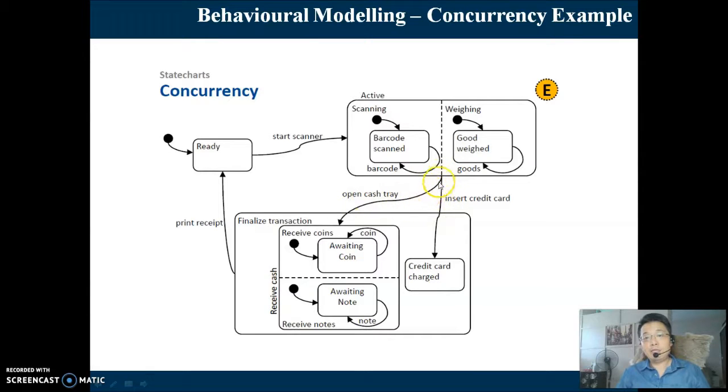If the cashier opens the cash tray, then it's going to execute this. If the cashier receives a credit card and actually swipes the credit card, it will trigger this state. Yeah, either one of these. And finally, it will print the receipt, and the machine will be back to the ready state.